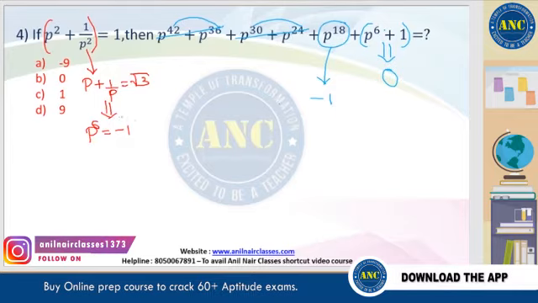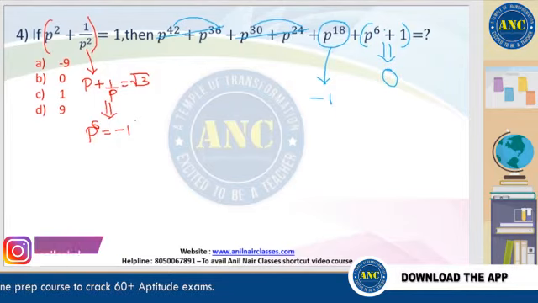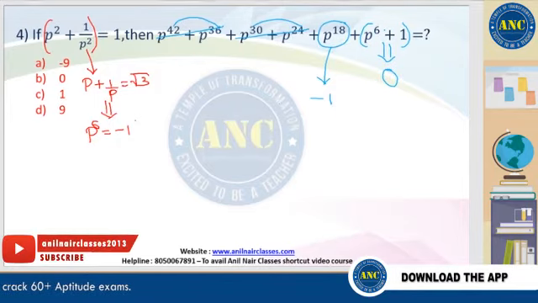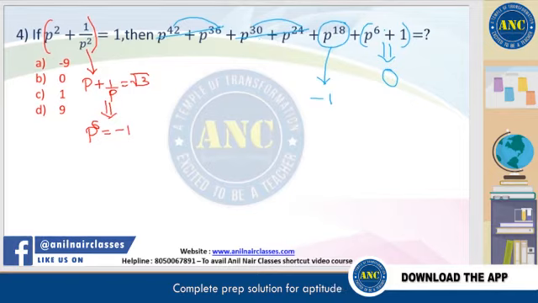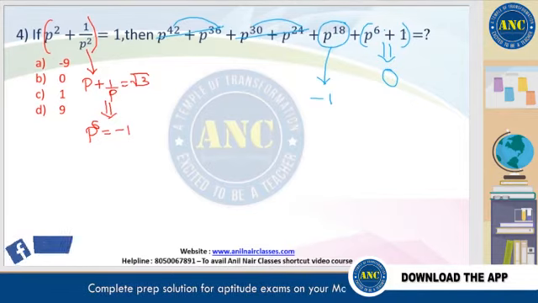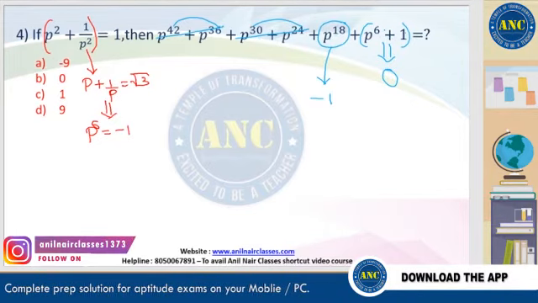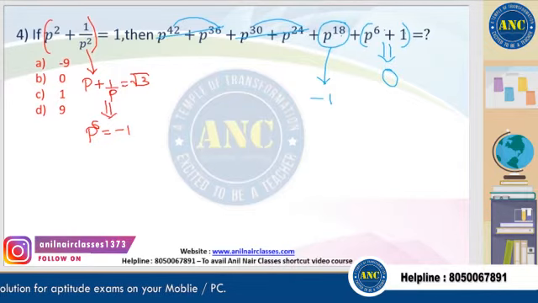Check it out, sir. -1 is not given in the answer options. Did I make any mistake? Let me check once again. P power 42 plus p power 36, the value is 0. 30 and 24, the value is 0. P power 6 plus 1, the value is 0. P power 18 is the only other thing which is left out.